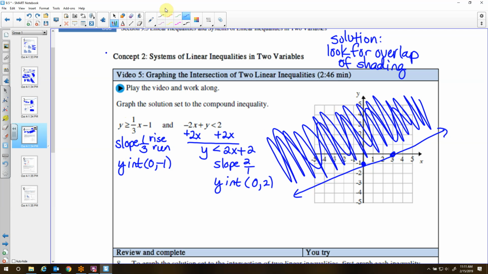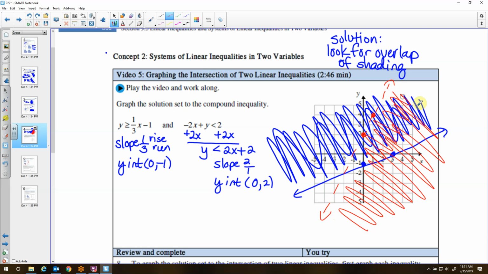And now I'm going to go to line number 2, and let me see if I can pull up red. On this one, my y-intercept was (0, 2), so I'm going to mark (0, 2). My slope was 2 over 1, so up 2 over 1. On this one, it was a less than without an equal to, so I'm going to use a dashed line this time. And when I solved for y, I had less than, so I'm going to shade below that line.